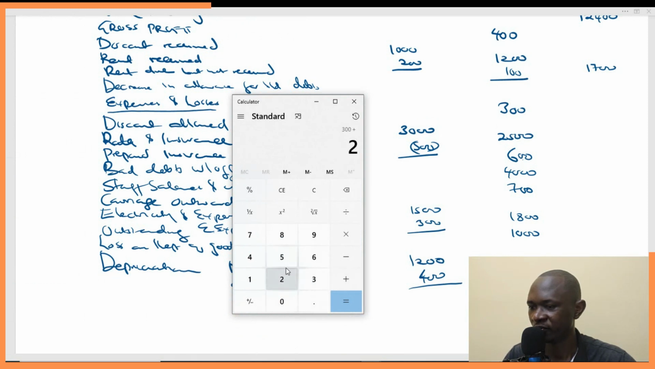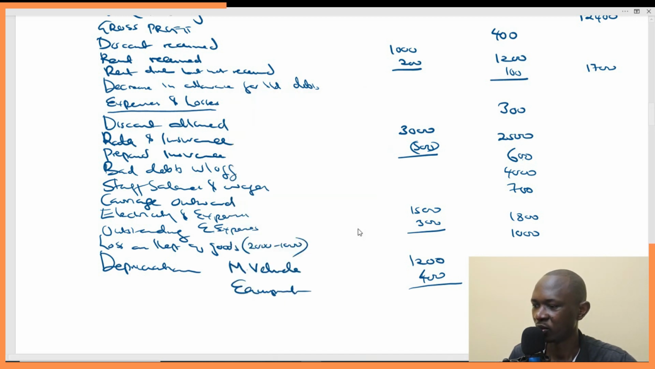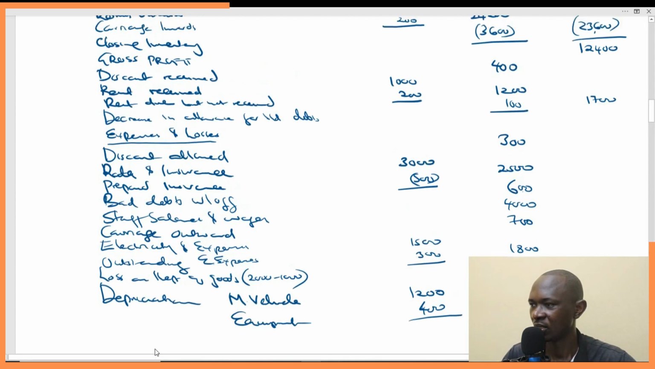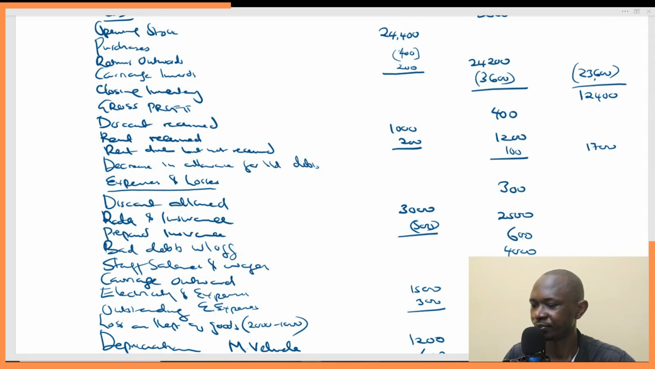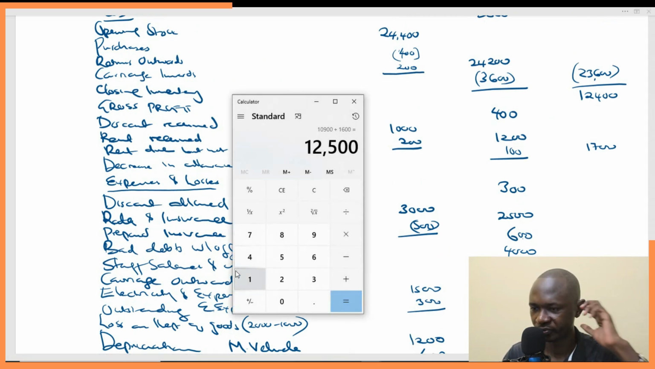300 plus 25 plus 600 plus 4,000 plus 700 plus 1,800 plus 1,000 plus 1,600. Hope I've not left anything out. That gives me 12,500. Because these are expenses, we less from this. So we are going to have 12,400.